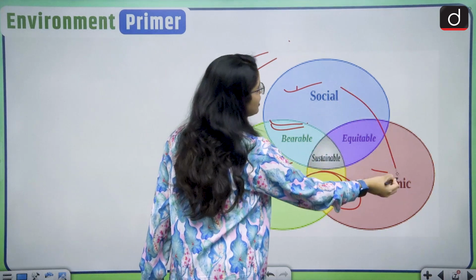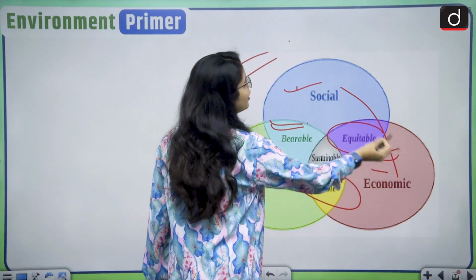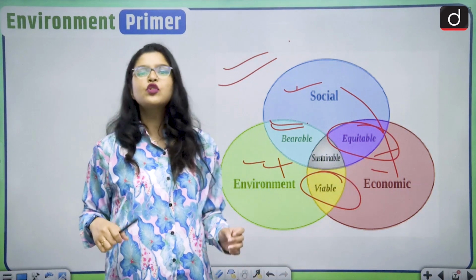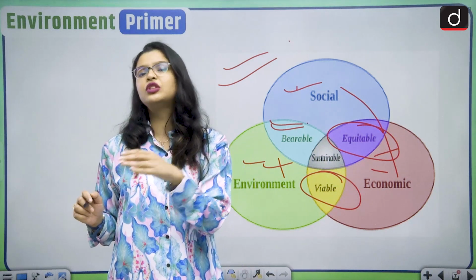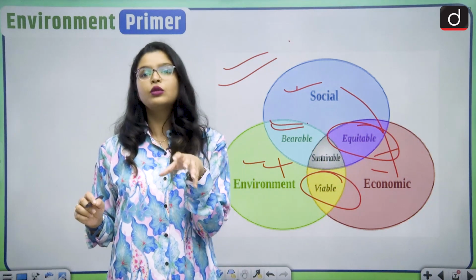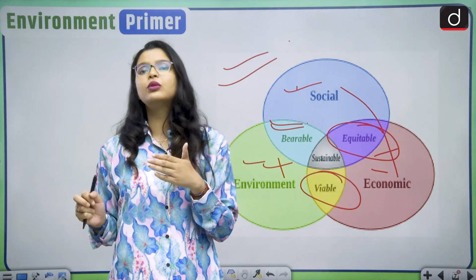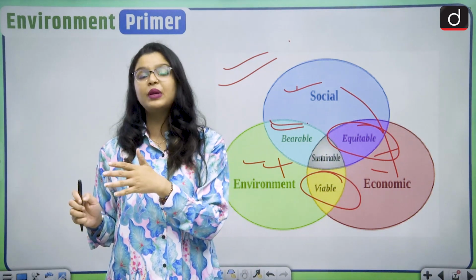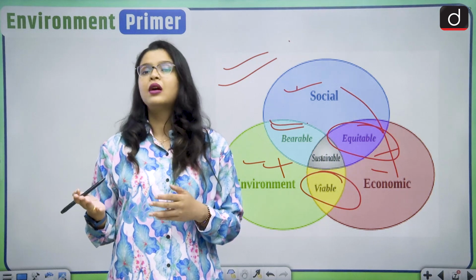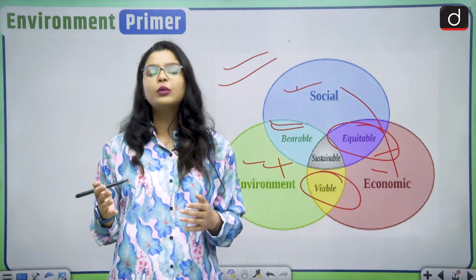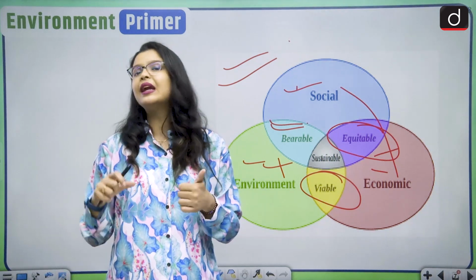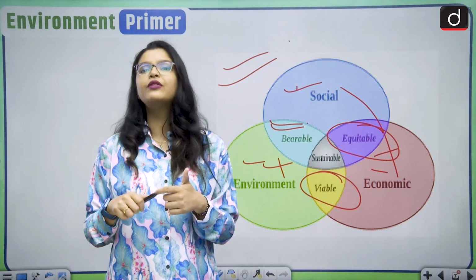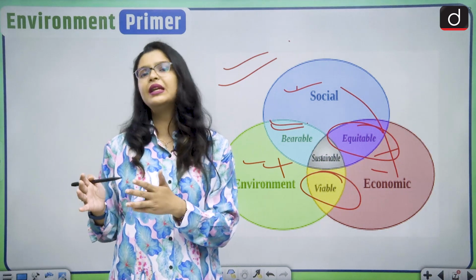Then social plus economic factors create an equitable environment. So not only should we pay heed to the urban civilization, the problems of urban people, we should also pay heed to the problems of the rural people. We need to increase their participation in our environmental protection activities, and that is why it is saying that social plus economic will be equitable in nature.